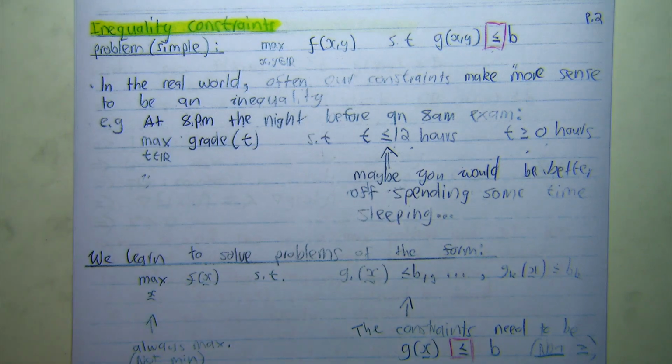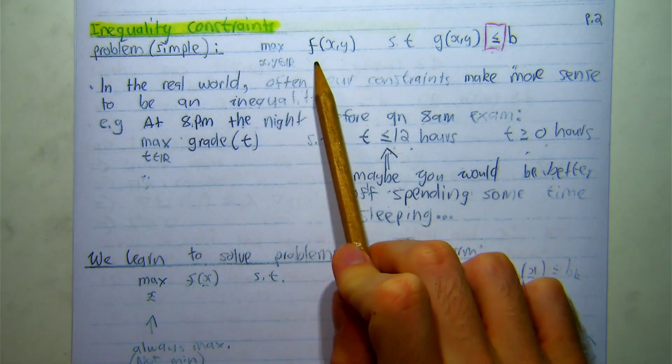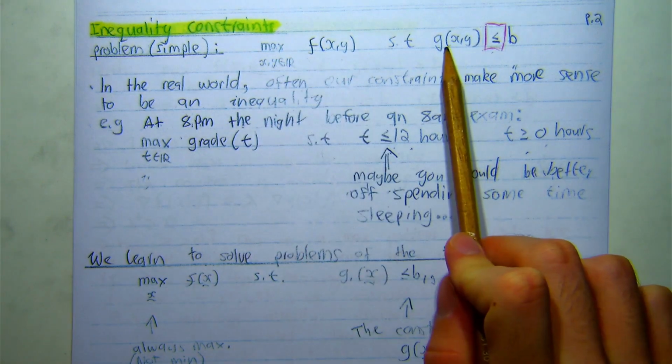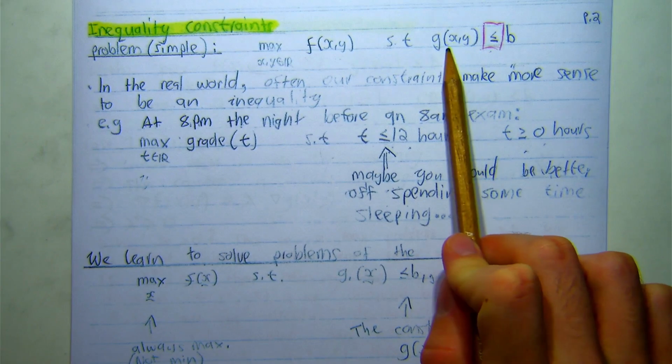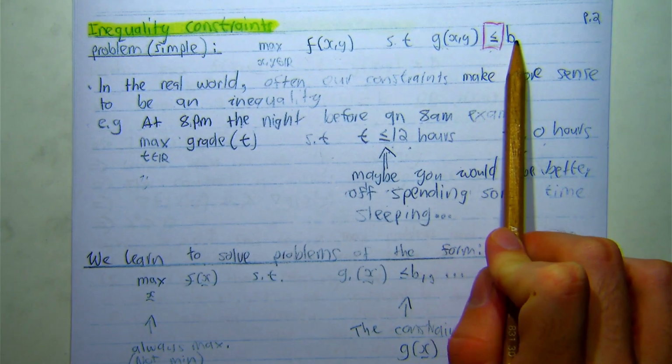Welcome to this video on inequality constrained optimization. Inequality constrained optimization takes the form of this, where you have an objective function f that you're trying to maximize, and some constraint where you have a constrained function g or h, we usually call it, that is less than or equal to a constant.